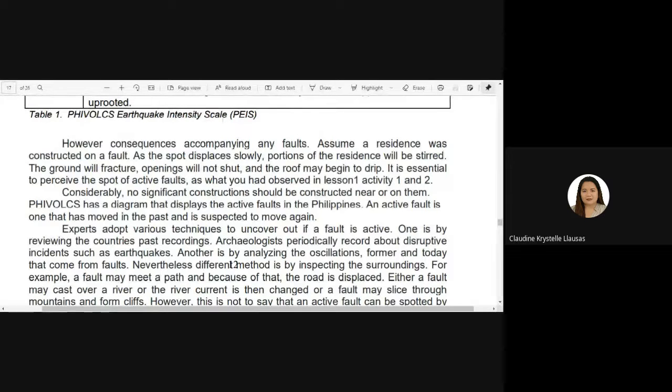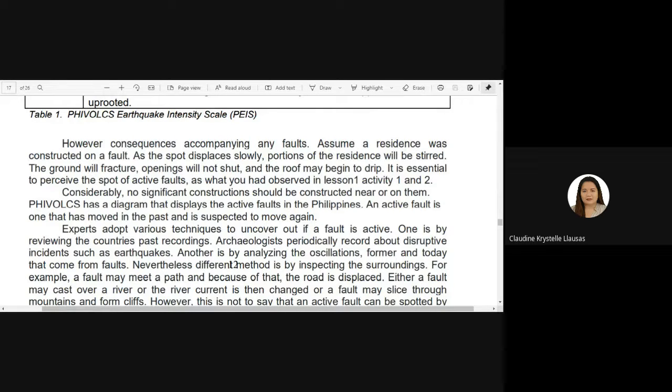Number 1 to be considered is, is it on a fault? Okay? If it is on a fault, there is most likely, whenever an earthquake happens, those living near the fault will be affected. Okay? That's why it is dangerous. There is a possibility that the house will collapse. Worst case scenario, your house will be buried in the ground. The ground will fracture, crack. Openings will not shut and the roof may begin to drip.